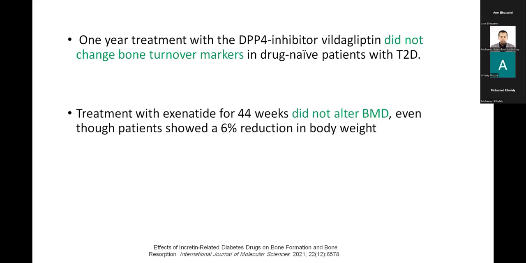DPP-4 inhibitors were found in one study to not change bone turnover biomarkers upon use in naive patients, and in another study on exenatide, it didn't alter bone mineral density, although there was a reduction in body weight. You know that GLP-1 receptor agonists and DPP-4 inhibitors, mainly GLP-1 receptor agonists, are inducers of weight loss. And this weight loss can also affect bone metabolism and lead to a decrease in bone mineral density. However, maybe the positive effect can neutralize the impact of weight reduction on bone metabolism.